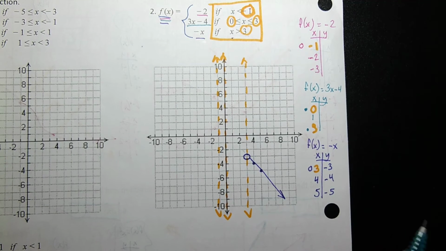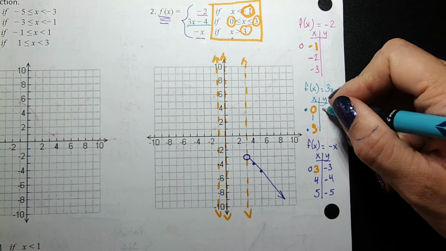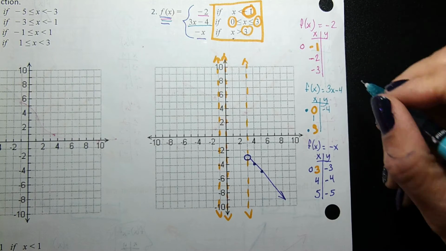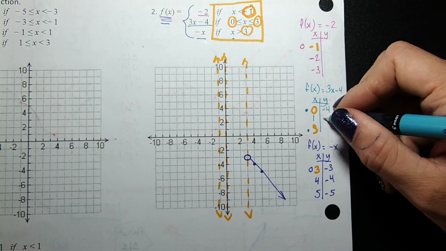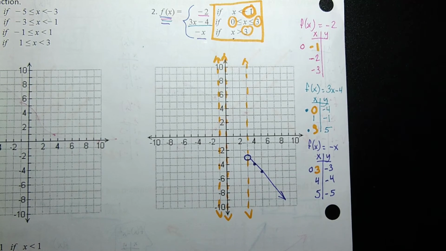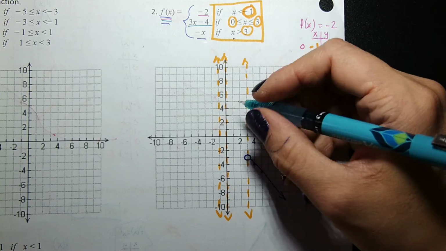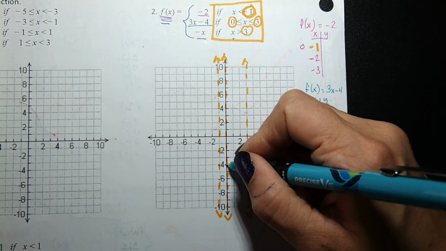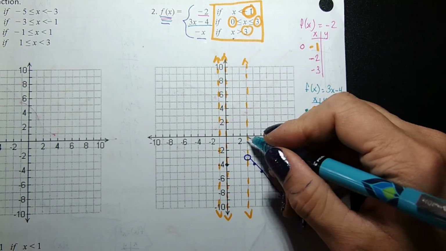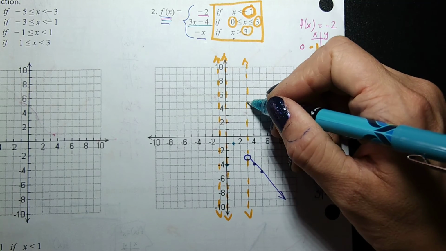All right, folks, plugging in for our blue table, 3 times 0 is 0, minus 4 is negative 4. 3 times 1 is 3, minus 4 is negative 1. 3 times 3 is 9, minus 4 is 5. So we are going to have 0, negative 4 with a closed dot or a regular dot, bless you. We are going to have 1, negative 1, and then 3, 5.